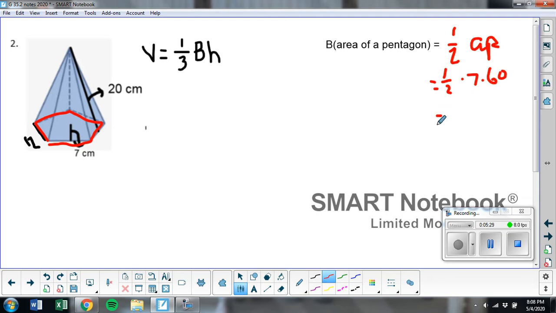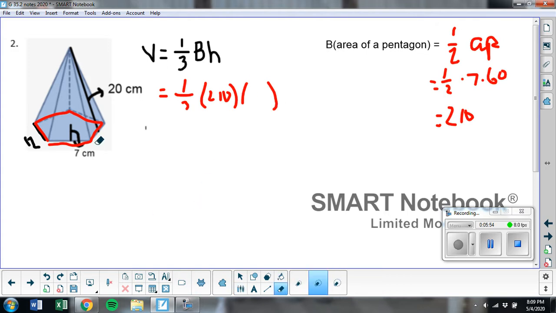So the area of the base, capital B, is 210. So we have 1/3 times 210. Now the height, it's not 20. That's the tricky part.